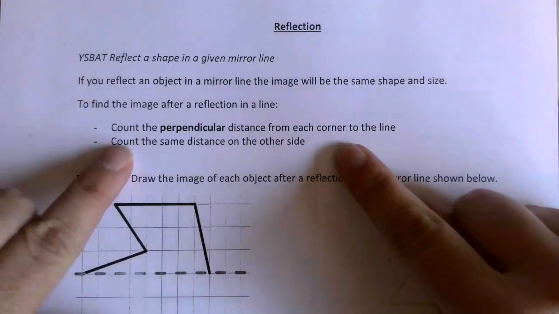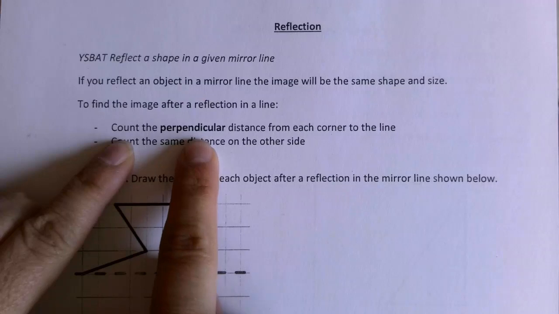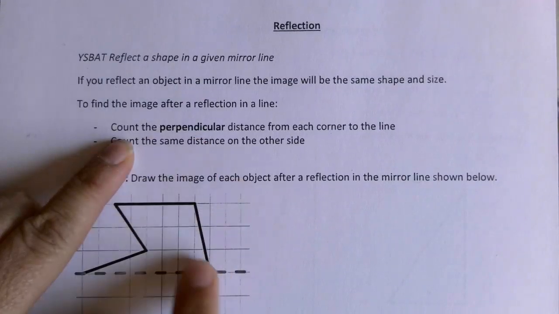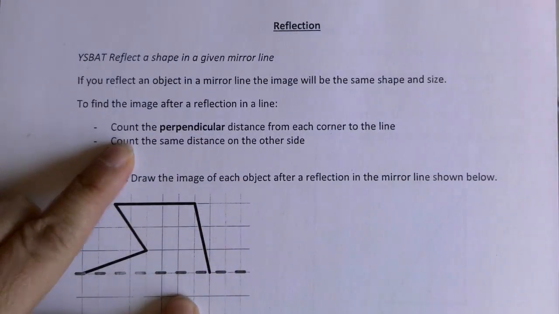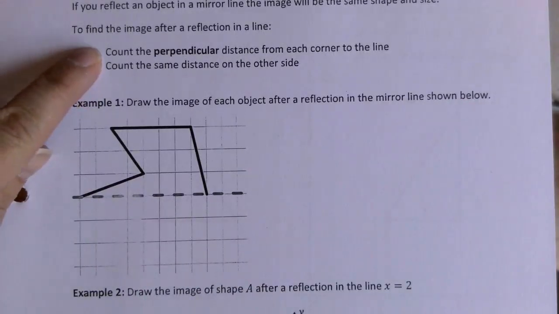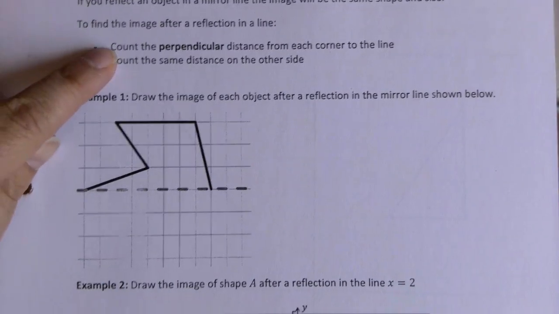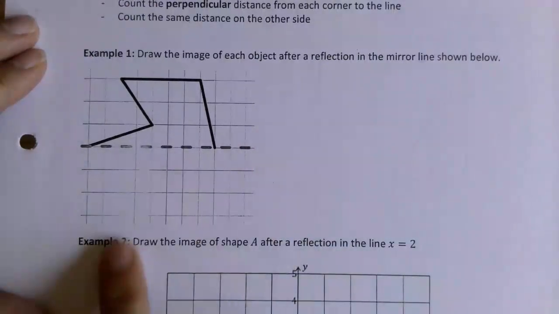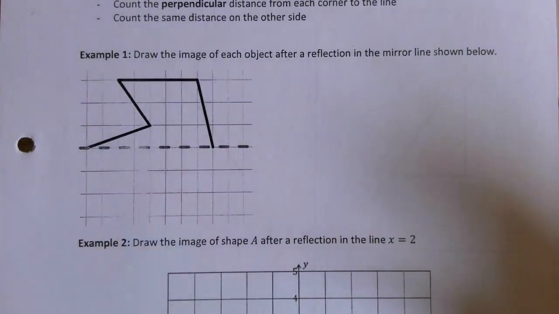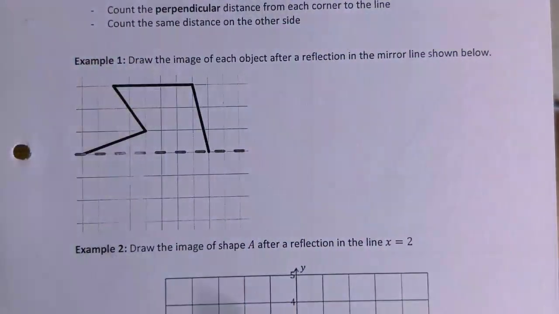So this is what we do. We count the perpendicular distance from each corner to the line. Perpendicular just means at right angles to, and you can use the grid lines to help you with that. Then you just count the same distance on the other side. Now, I know a bunch of you are maybe going to ignore those instructions and just try to freehand draw this. It always leads to mistakes, okay? So follow the instructions.